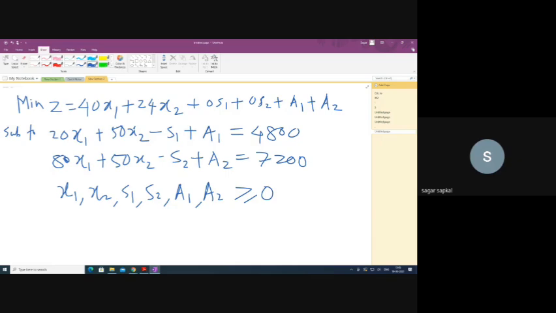Now can you write the initial basic solution for this particular problem, for this particular standard form? Can you write it? Yes or no? Yes, sir. Okay, try to write it and complete. Initial basic solution table.